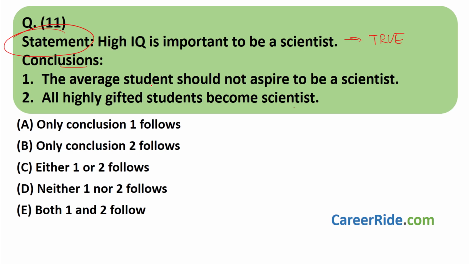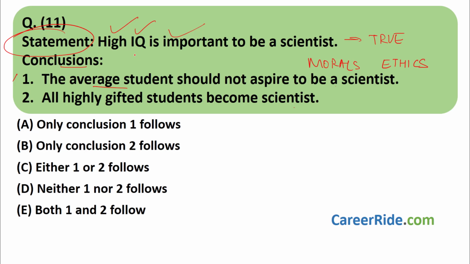The first conclusion is that the average student should not aspire to be a scientist. Now if you look at this, you will feel sympathy and wonder how we can say that the average student should not aspire to become a scientist. We are discouraging students, so this seems wrong. But please wait, what have we learned? No morals and no ethics should be considered while solving sums related to statement and conclusion. The statement is the absolute truth. What does the statement say? High IQ is important to be a scientist.